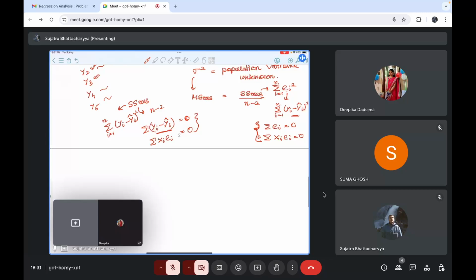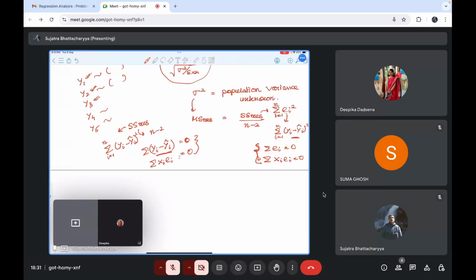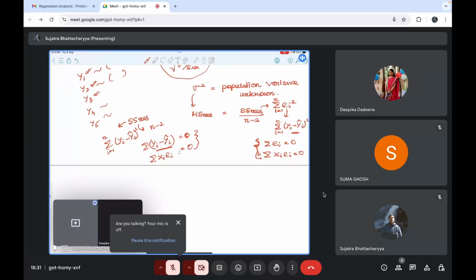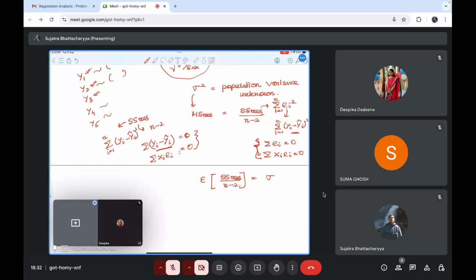So this MS residual is now SS residual by n minus 2. Why have we divided it by n minus 2? If you look at this SS residual upon n minus 2, its expectation comes out to be sigma square. We generally define this term as the MS residual. The importance of this is that it is an unbiased estimator for the population variance.